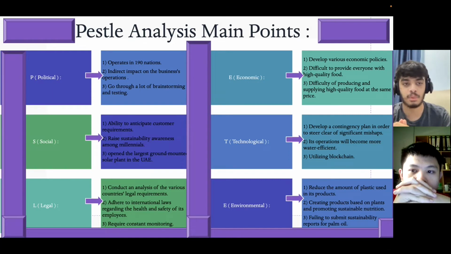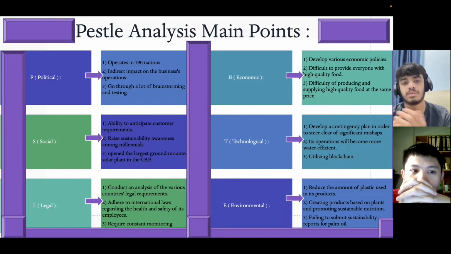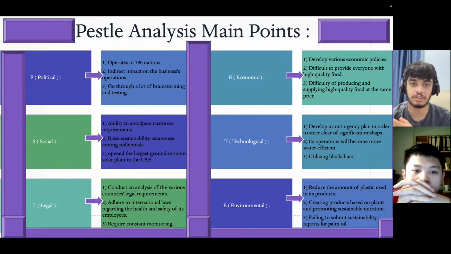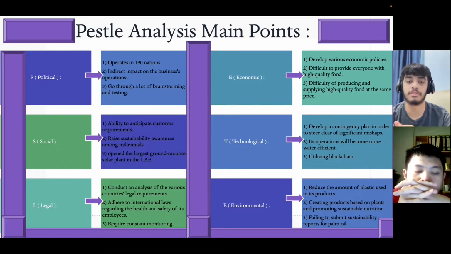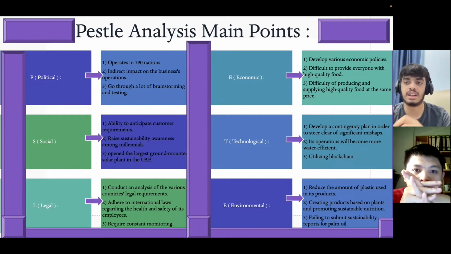Okay, so let's start with the first one. For our political factor, the first point is operating in 190 countries, then indirect impact within the business operations, and lastly, going through a lot of brainstorming and testing. Now next we'll be moving on to the social factor. The social factor contains the ability to anticipate customers' requirements, and raising sustainability awareness among millennials, meaning basically teenagers and kids. And lastly, opening the largest ground-mounted solar plant in the UAE.